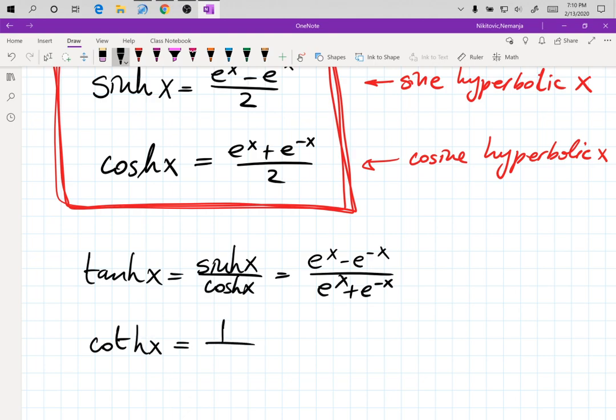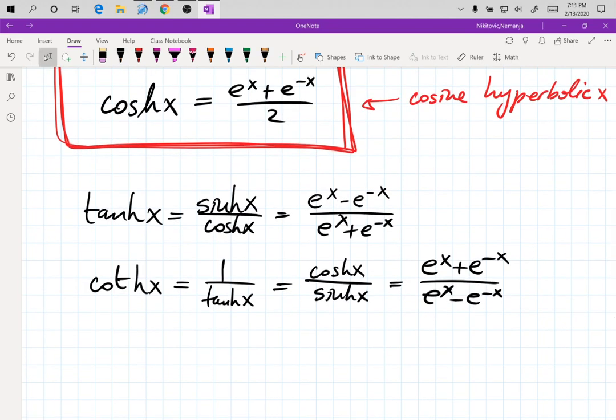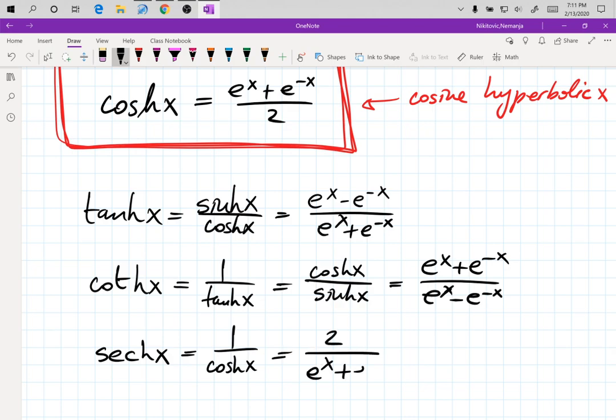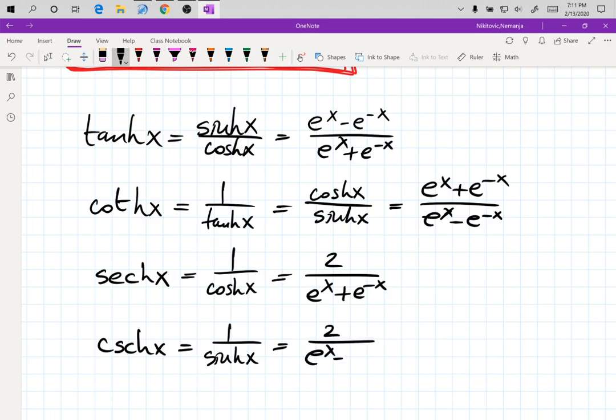Cotangent hyperbolic x is 1 over tangent hyperbolic x, which is cosine hyperbolic x over sine hyperbolic x, which is e to the x plus e to the minus x over e to the x minus e to the minus x. How about secant hyperbolic x? Yes. 1 over cosine hyperbolic x, which would be 2 over e to the x plus e to the minus x. Very good. Cosecant hyperbolic x is 1 over sine hyperbolic x, which is 2 over e to the x minus e to the minus x.